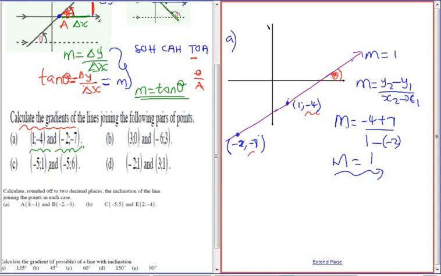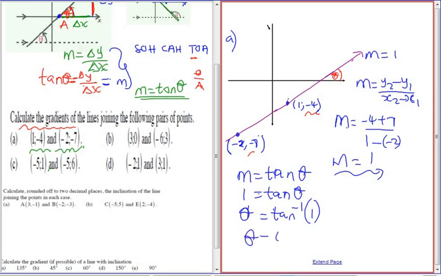If I want to calculate theta, the angle of inclination, the relationship is m is equal to tan theta. So in this situation, you can say 1 is equal to tan theta, which leaves you with theta being equal to the second function, in fact, the arctan of 1. And that is, of course, well known to be 45 degrees. So that is all that we do.